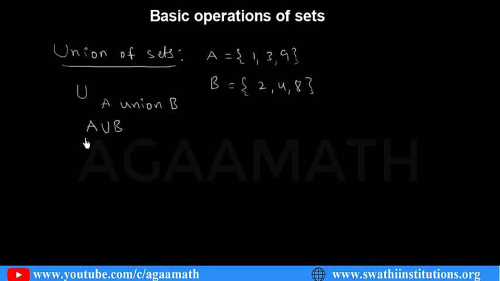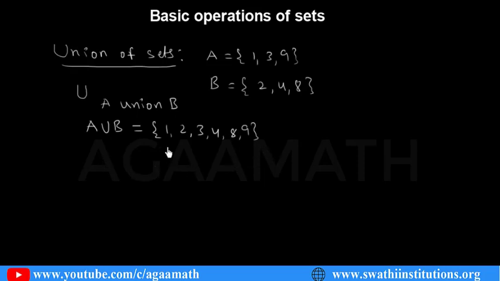What does A union B mean? In symbols we represent it like this. A union B is where we write all the elements together: 1, 2, 3, 4, 8, 9. That is 1, 3, 9 from the set A and 2, 4, 8 from the set B. Writing all these elements together is said to be A union B.